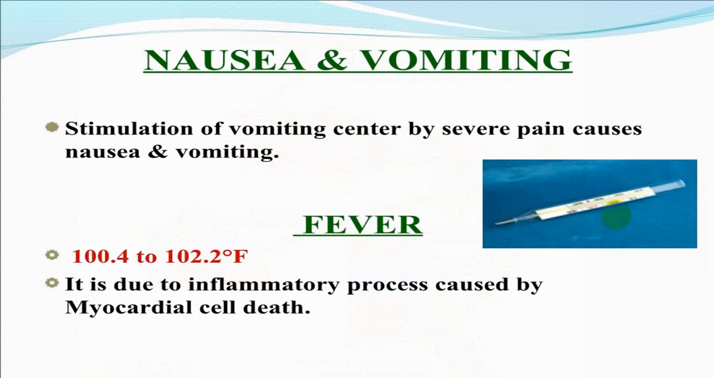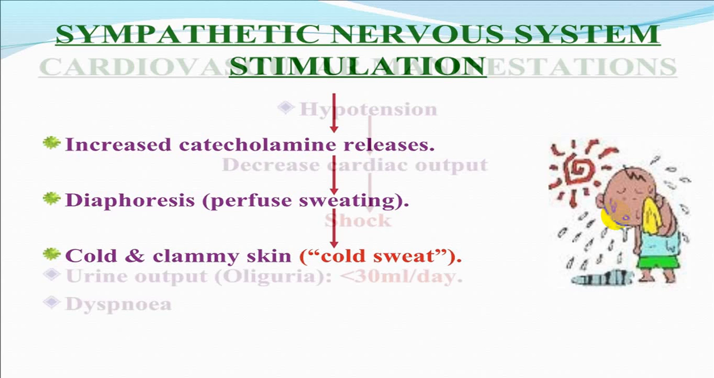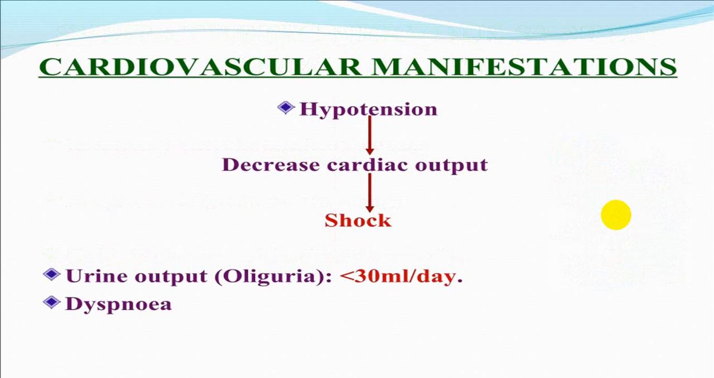So nausea, vomiting is quite common. Fever may be there, secondary due to inflammatory process. Because of sympathetic stimulation, perspiration, tachycardia. Person can develop hypotension, decreased cardiac output, oliguria, dyspnea.